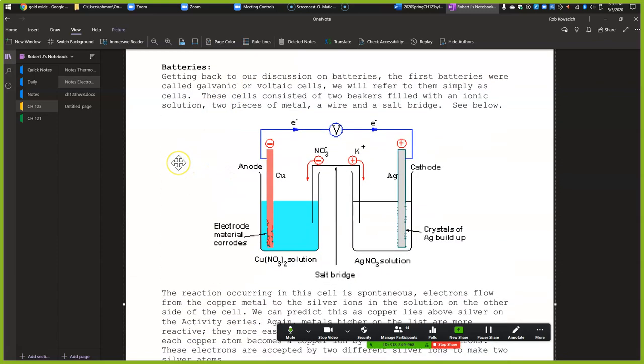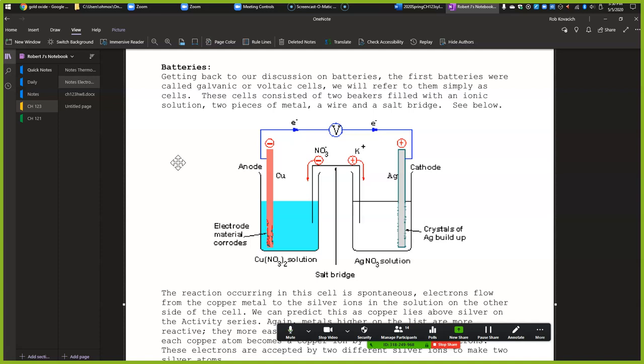So the first batteries were either called voltaic cells or galvanic cells, depending on what part of Europe you lived in. And the design is basically, I've got a couple of containers and I've got some metals, and then I let them touch each other. So this is a really bad battery, but it serves our purpose.